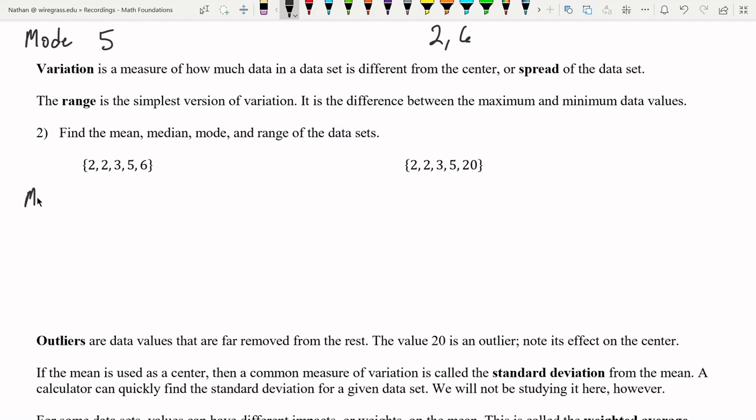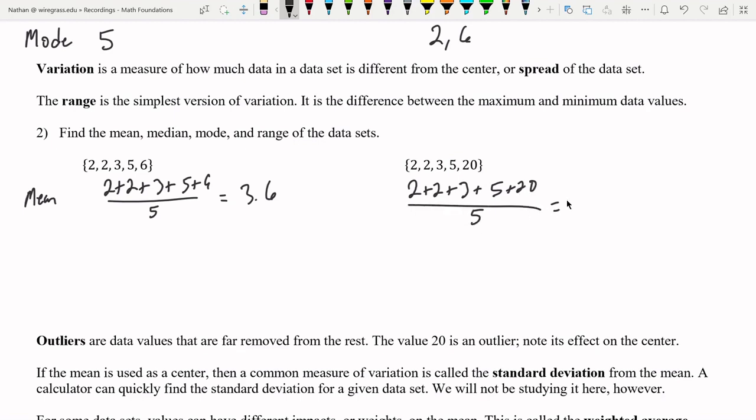For the mean, I'm just going to add them all up and divide by how many there are. There are 5. Doing that, I get 3.6. And then here I get 2 plus 2 plus 3, 5, and 20, divided by 5. I get 6.4 in this case.